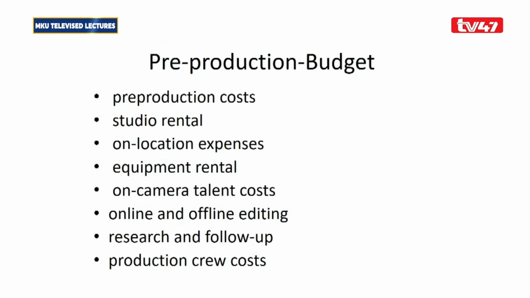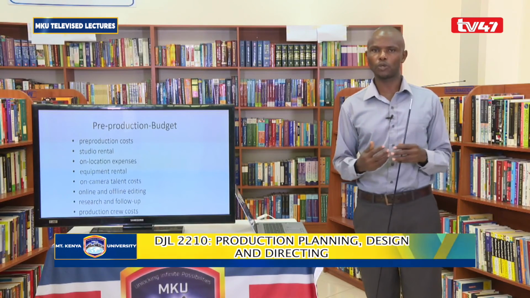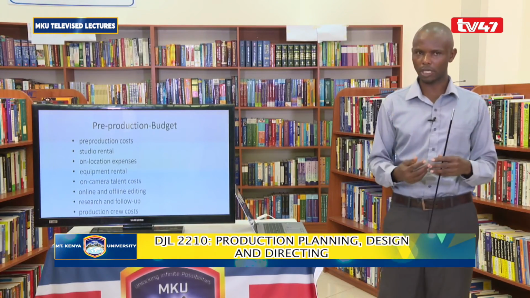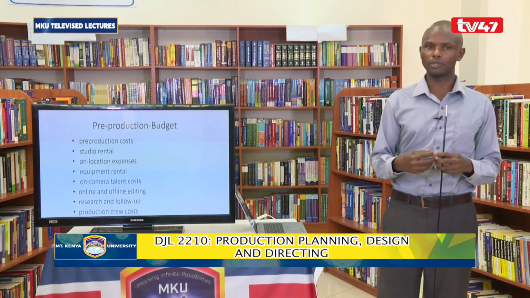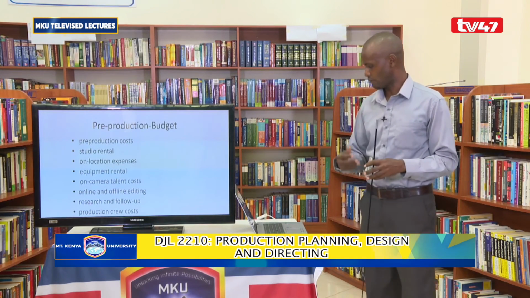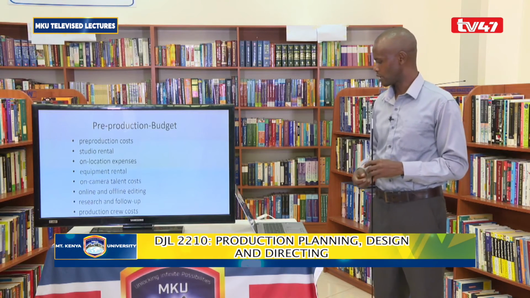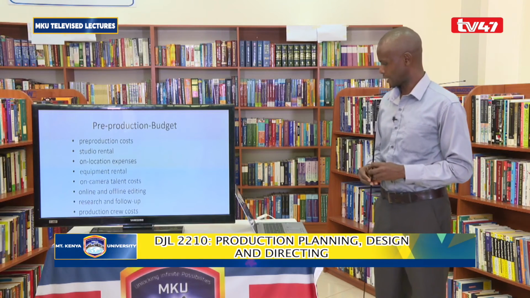The next item that you are supposed to factor is the on-camera talent cost. On-camera talent is simply those people or individuals who will appear within your production. It can be their faces, or it can be their voices. So you'll have to factor how much they are going to be paid.